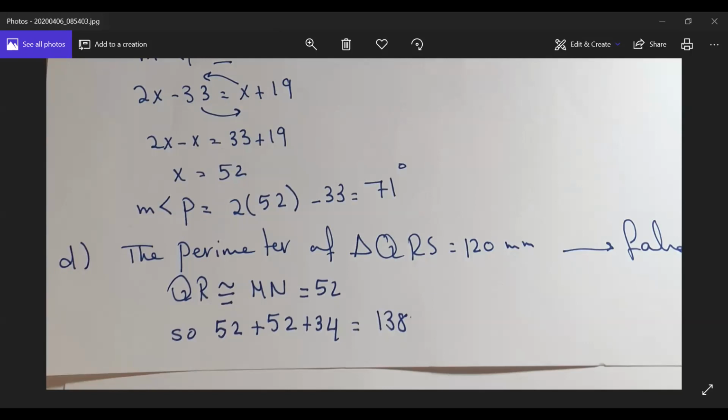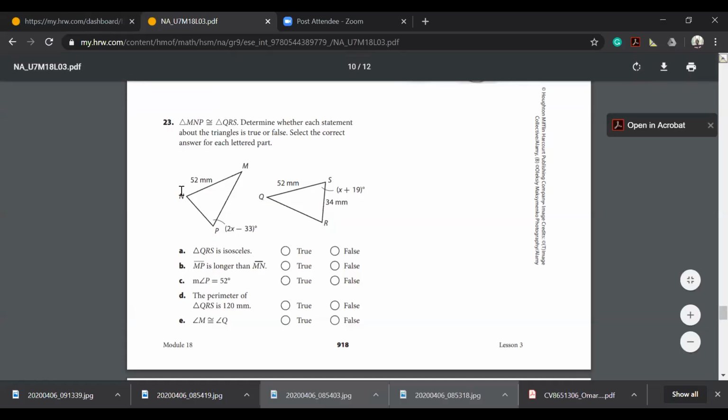Okay, for the last question, which is question E, measure of angle M is congruent to angle Q. Angle M is congruent to angle Q. Let's find out from the congruency. Angle M is actually congruent to angle Q. But this, of course, is a true statement. True statement. Okay?